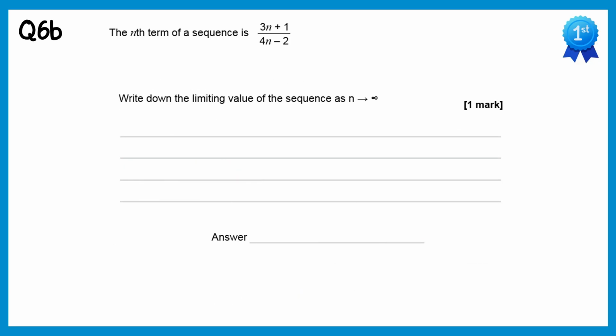For part b we need to find the limiting value as n tends towards infinity. So we have this nth term here. As n gets very large, the plus 1 and the negative 2 here become insignificant. So we tend towards 3n over 4n. If you now cancel the n's, you can see that the limit will be 3 over 4.